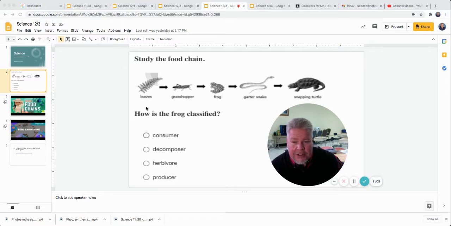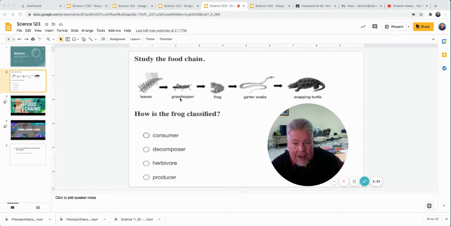Now, the question on this food chain right here was, how is the frog classified? It means in this food chain, what is the frog? Is he a consumer, a decomposer, an herbivore, or a producer? Remember, we've not gone over that. But let's look at what we've talked about just a minute ago. I told you what those things were, but we'll learn them more in depth later. Let's see what the frog is eating. He is eating a grasshopper. Okay. A grasshopper is another animal. It's an insect, yes, but it's still another animal.